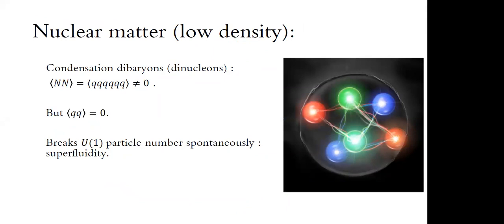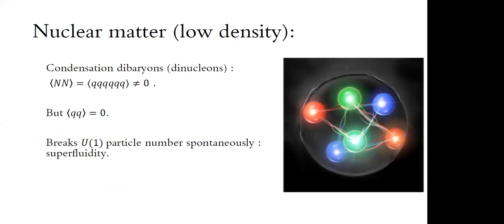Now let me tell you quickly what we know about what happens in nuclear matter. This is what is expected: you have condensation of dibaryons, so it could be 2 neutrons, 2 protons, and so on. I'm calling them dinucleons. That NN operator picks up a non-zero vacuum expectation value, and every single nucleon is made up of 3 quarks.